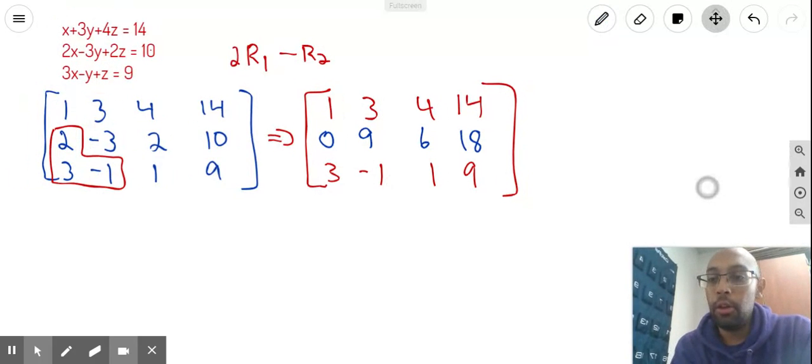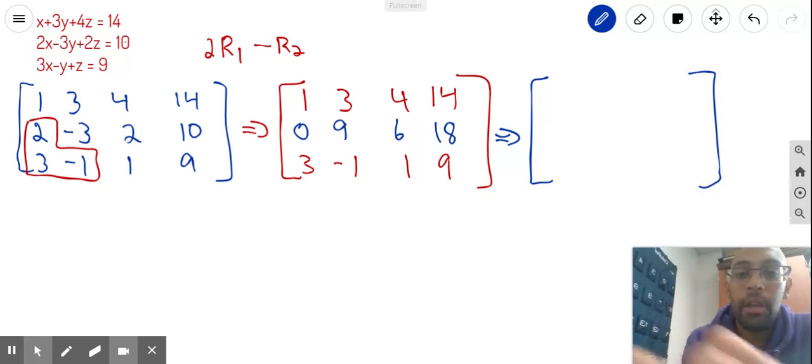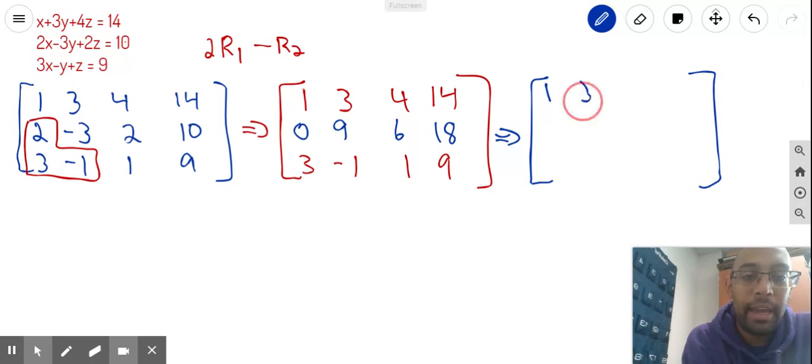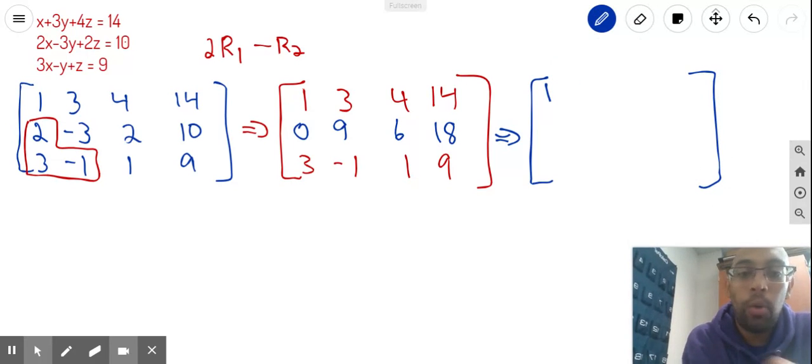Shrink this just a little bit so I can shift this over. Now I'm going to do row operations to change row 3. So row 1 stays the same. The row 1 will stay the same: 1, 3, 4, 14. And then row 2 will stay the same.